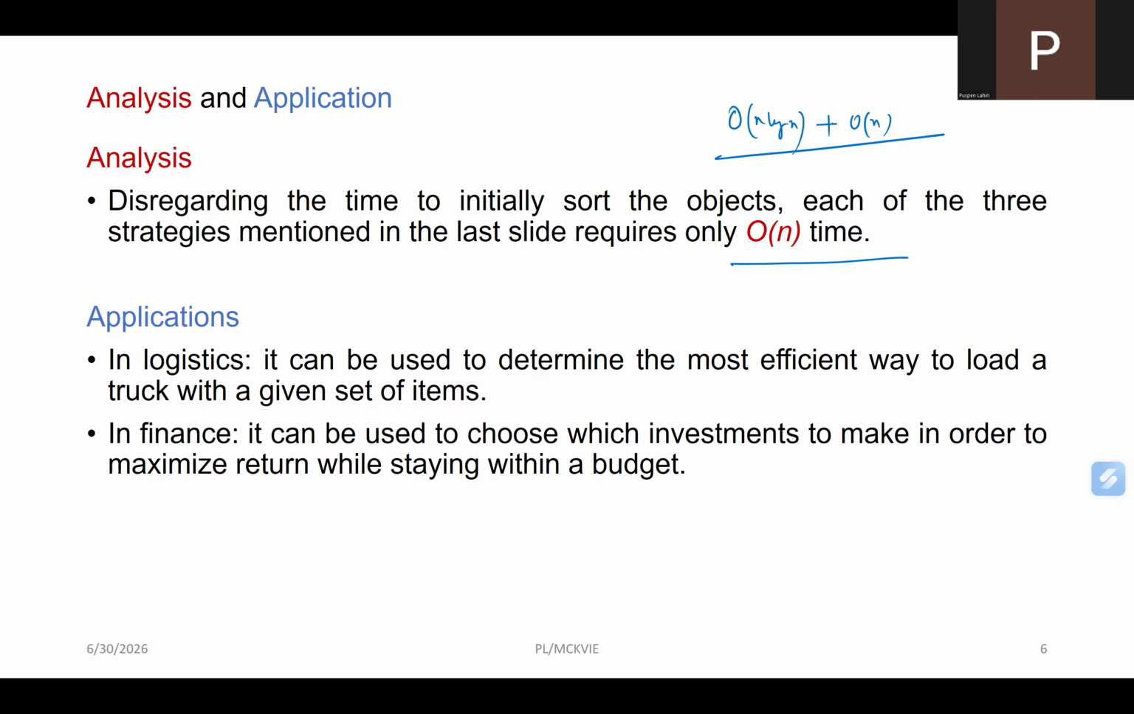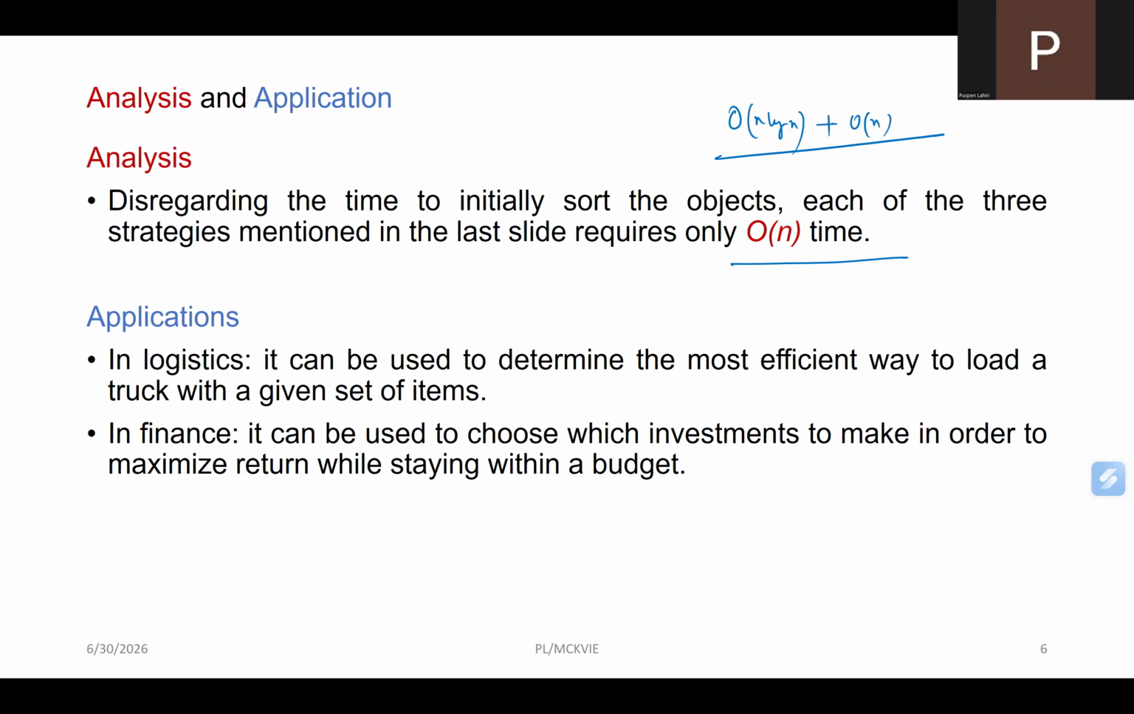So what are the applications? In logistics, it can be used to determine the most efficient way to load a truck with a given set of items. It is a logistics based application. Even in finance, it can be used to choose which investments to make in order to maximize return while staying within a budget. These are just some real life applications of the fractional knapsack problem.